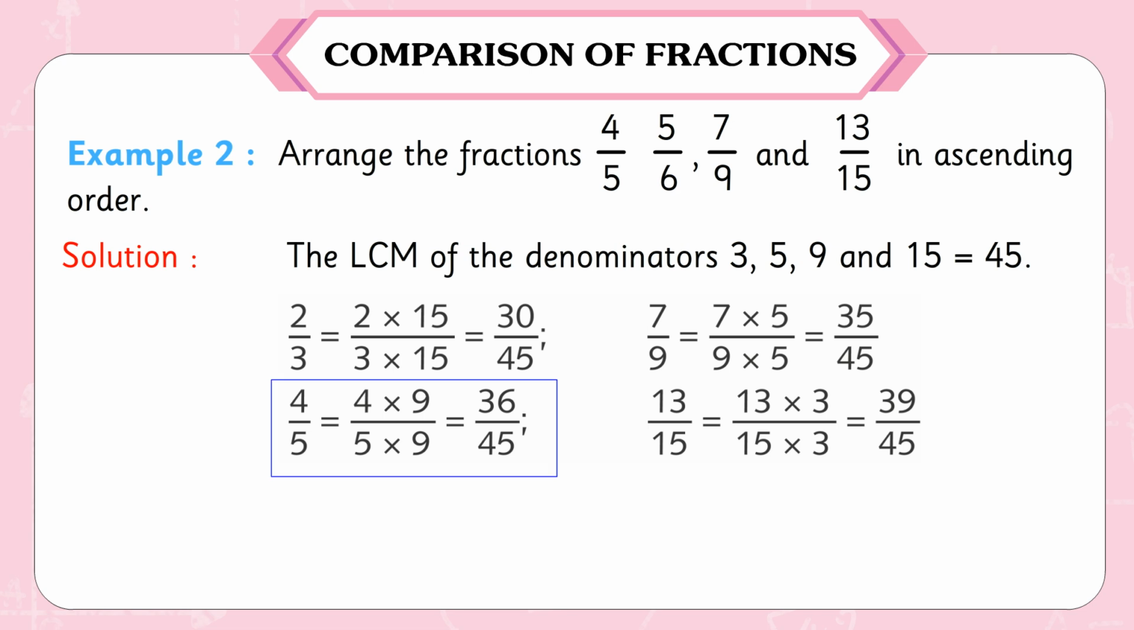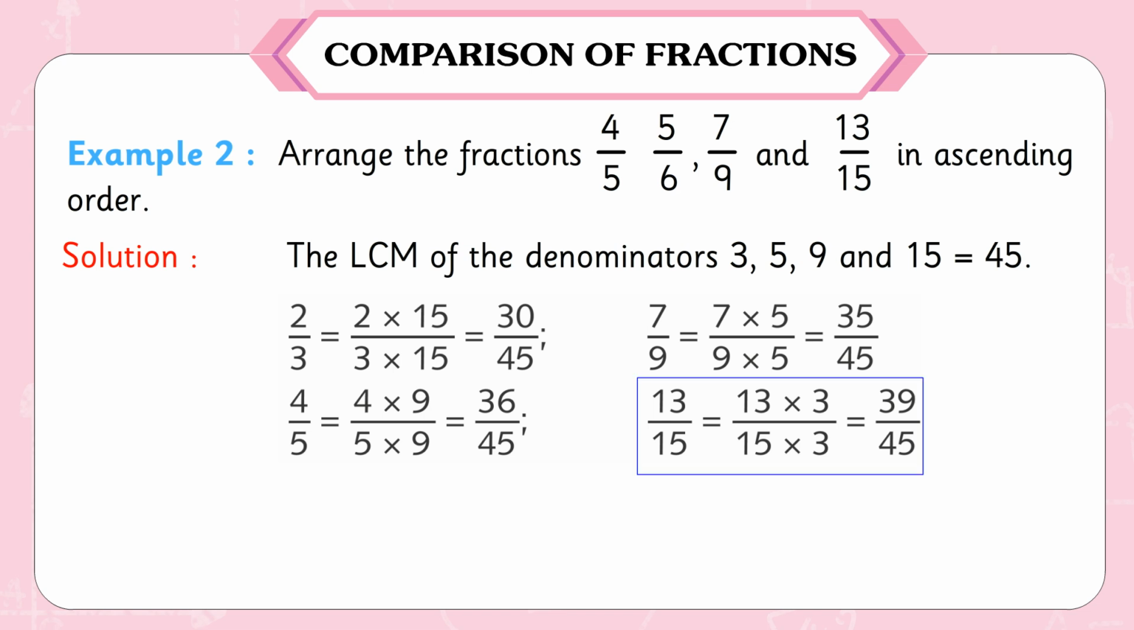4 by 5 is equal to 4 into 9 upon 5 into 9 is equal to 36 by 45. 13 by 15 is equal to 13 into 3 by 15 into 3 is equal to 39 by 45.